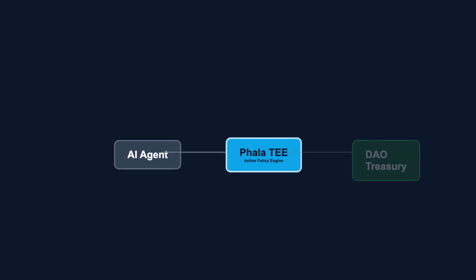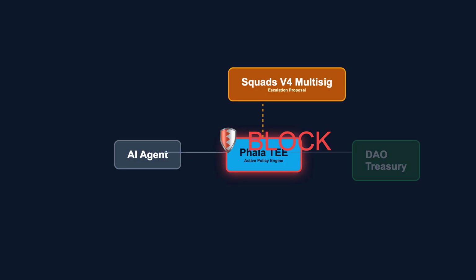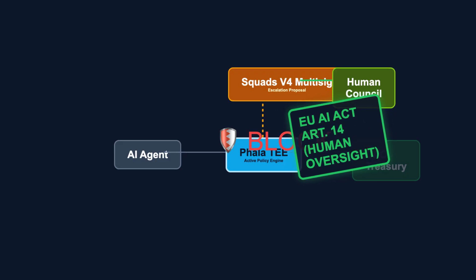But if the agent hallucinates, attempting a compliance violation at runtime, violating any parameter of its JSON policy, the enclave mathematically refuses to sign. The transaction dies in the hardware. Instead, our SDK instantly escalates the blocked intent into an on-chain Squads v4 multisig proposal. This perfectly satisfies the strict human oversight mandate of EU AI Act Article 14, forcing a human on the loop to review the edge case.